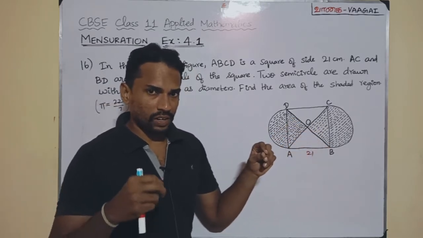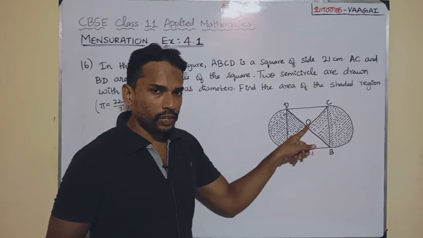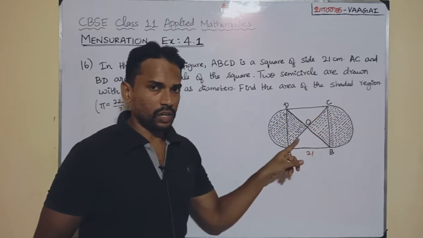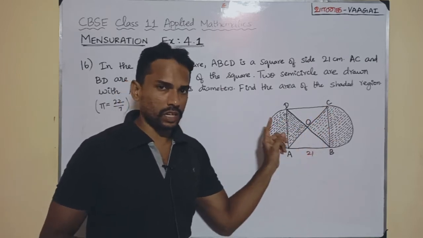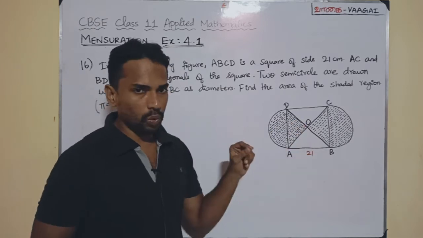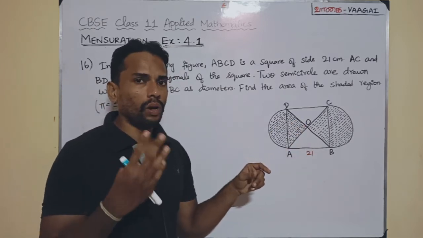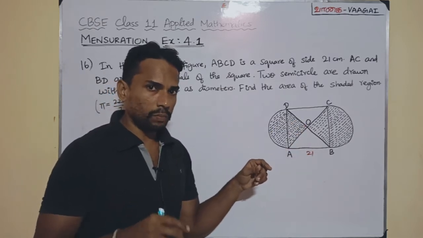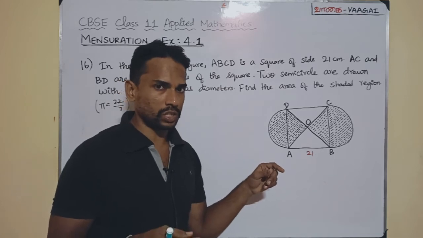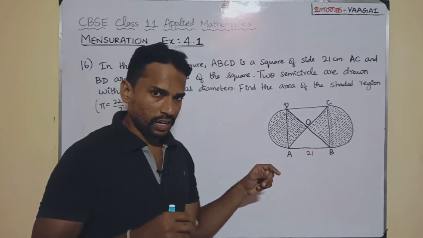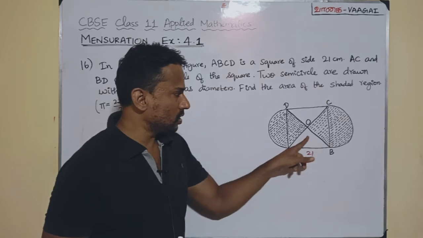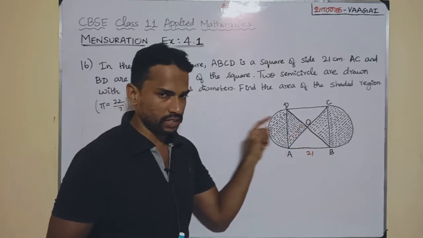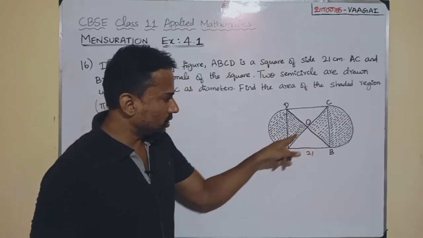If you want, I will clearly tell. The point where the diagonals cut each other, if I name it as O, then you will be able to see 4 triangles, and all of them are going to be what? They are going to be isosceles triangles, right angled isosceles triangles. Why? Because each of these angles will be 90 degrees inside, and also the sides will be equal.